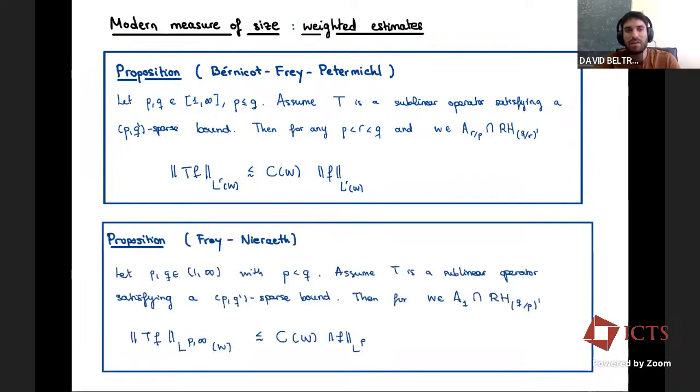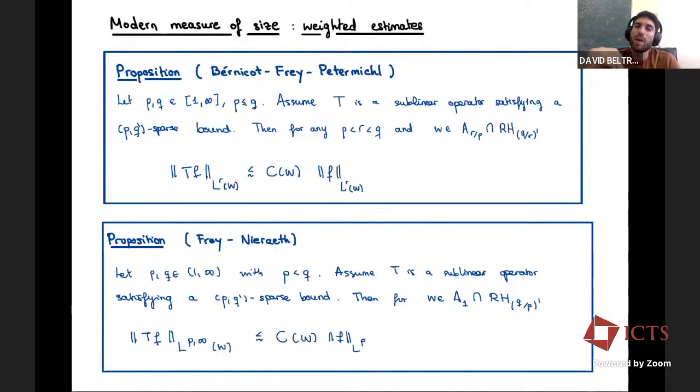And later on, Frey and Nieraeth proved an endpoint version of that result. So what happens when R is equal to P? Well, when R is equal to P, remember without weights we had a weak type PP estimate. So here we're going to have a weighted weak type PP estimate. Here I'm missing the weight, apologies. And what's the limiting class? The limiting class is R goes to P. This P over P becomes a 1, and this R here becomes a P. So this is really the endpoint version of the above.